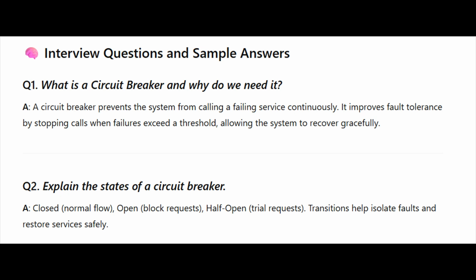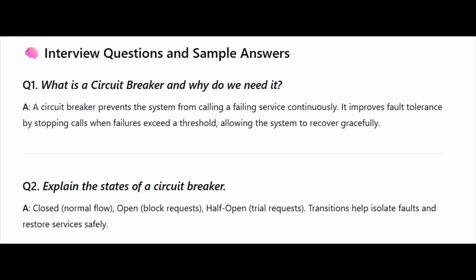Interview questions and sample answers. Q1. What is a circuit breaker and why do we need it? A circuit breaker prevents the system from calling a failing service continuously. It improves fault tolerance by stopping calls when failures exceed a threshold, allowing the system to recover gracefully.